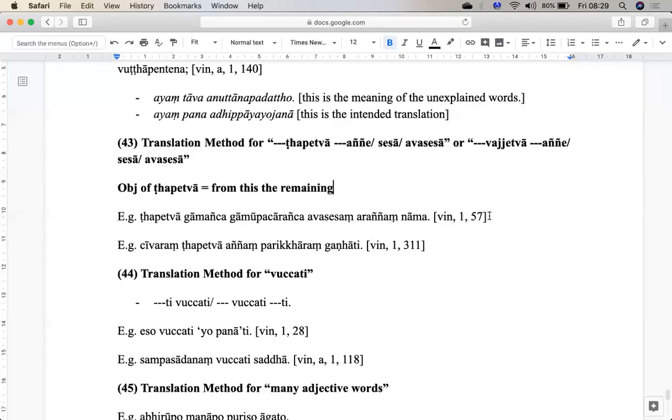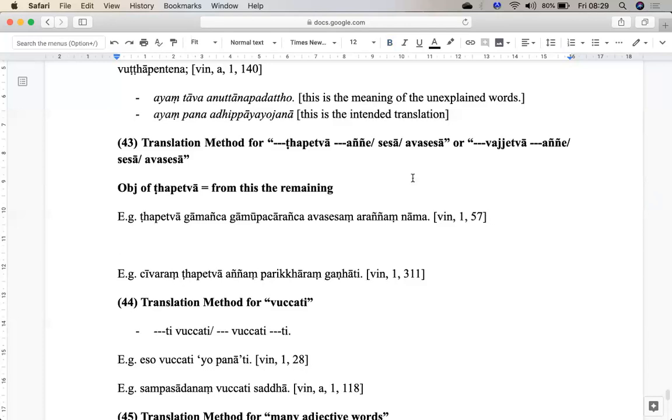So, okay, this point I will explain in detail a bit. So here, in the example, Tabidawa Gamenja Gamubajarinja Awasisan Arinyanama. Arinyanama, the forest. So here it precisely expresses a type of forest. So what is forest? Our forest is full of trees, not just the common one in this way.